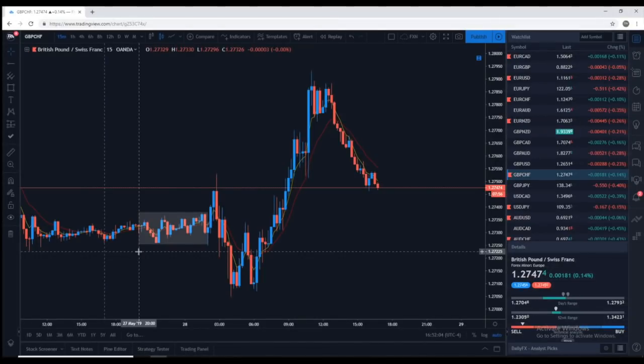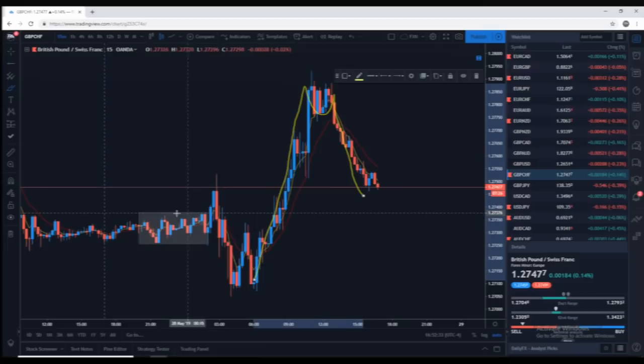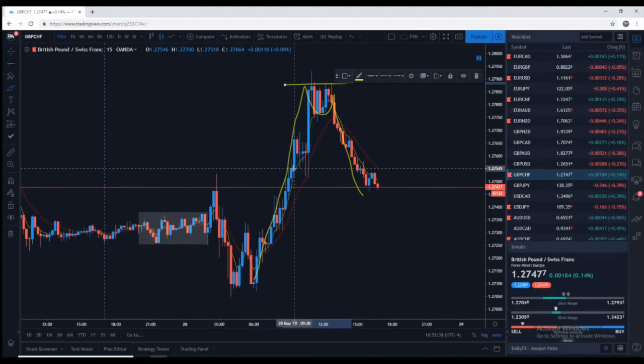So here's Pound Swiss. What happens? Asian session, London session creates the low of the day. Nice W pattern here, by the way. And straight up. 11:15, 11 o'clock starts to make the first leg of the M. We get a second leg here, and then we drop down. There's your trade right there. And you're trading it off the high of the day.